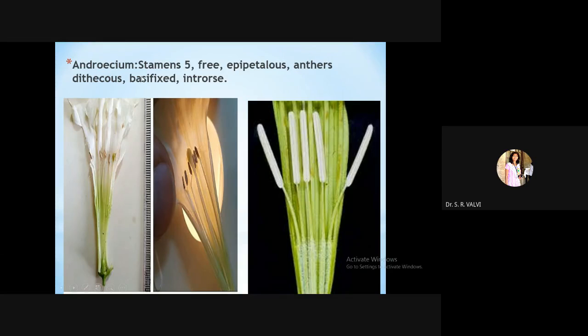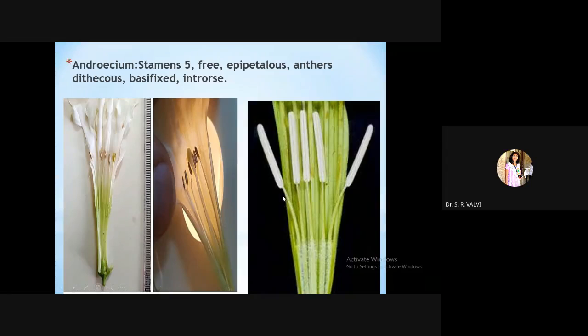So in case of this Datura, stamens, see here, we will count now. See this right-hand side image, clear-cut. This is stamen number 1, 2, 3, 4, 5. So likewise 5 are there. Here you can see the microscopic picture where you will get 1, 2, 3, here it is 4 and 5. So likewise 5 stamens are there and they are attached.